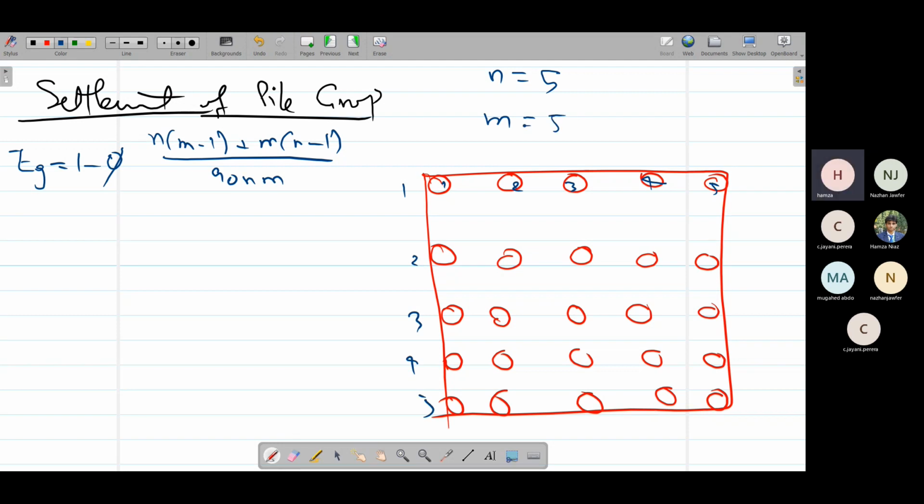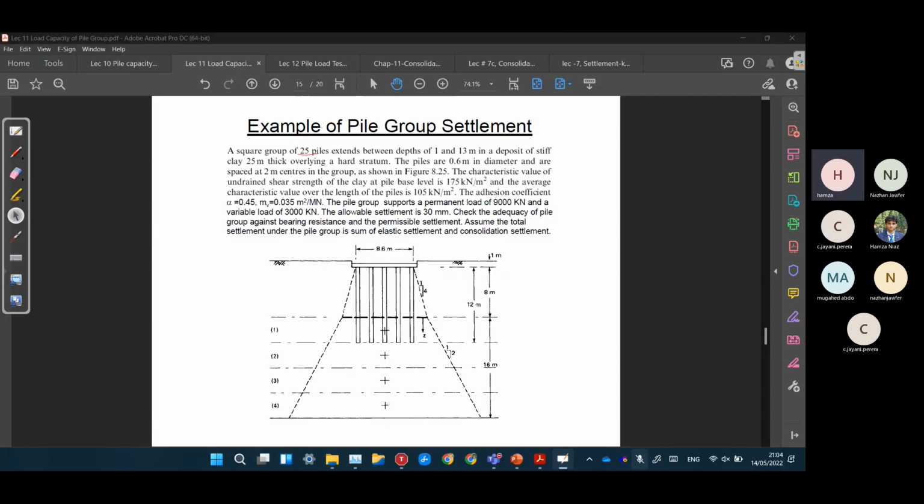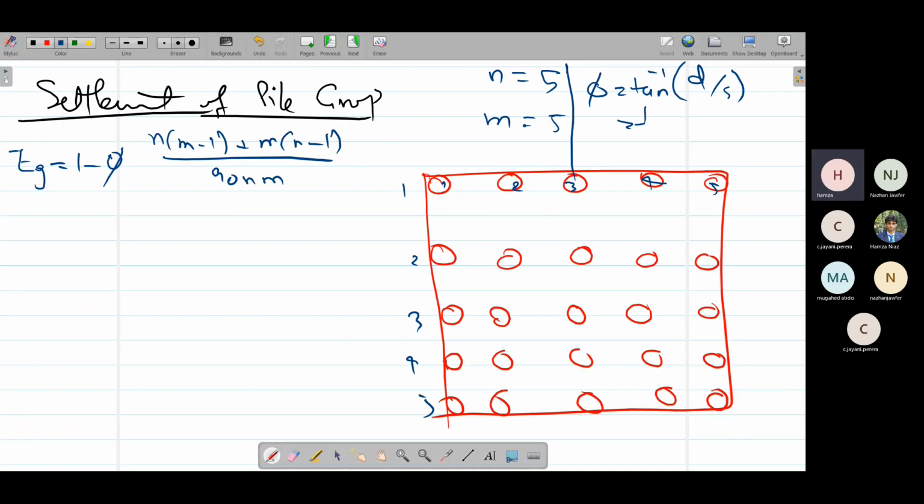The last thing is the phi value. The phi value we know as tan inverse of diameter over spacing. We would be given the pile diameter of 0.6 meters and spacing of 2 meters. So tan inverse of 0.6 over 2 is 16.7.